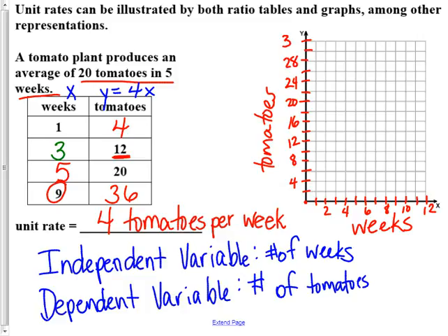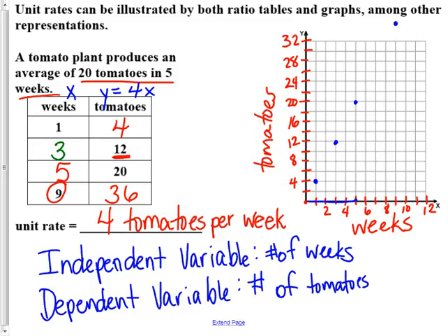30, and 32. And then when I go to graph my ordered pairs, I'm going to show that in 1 week I will have 4 tomatoes. In 3 weeks, I will have 12 tomatoes. In 5 weeks, I will have 20 tomatoes. And in 9 weeks, I will have 36 tomatoes. And that one doesn't quite fit on the grid, but it looks like it should be somewhere right about there probably.